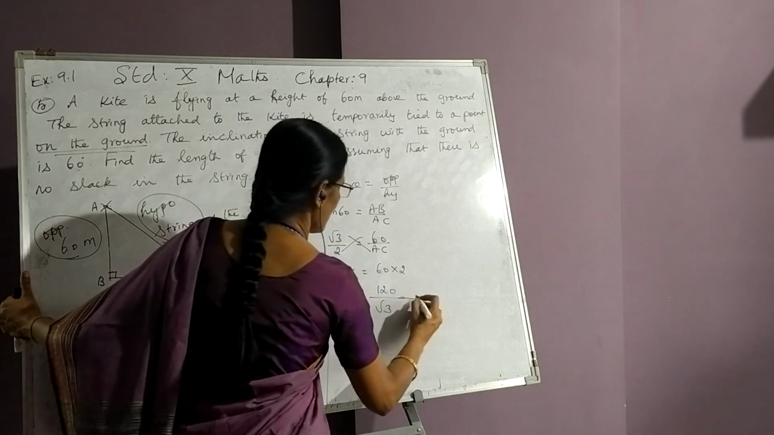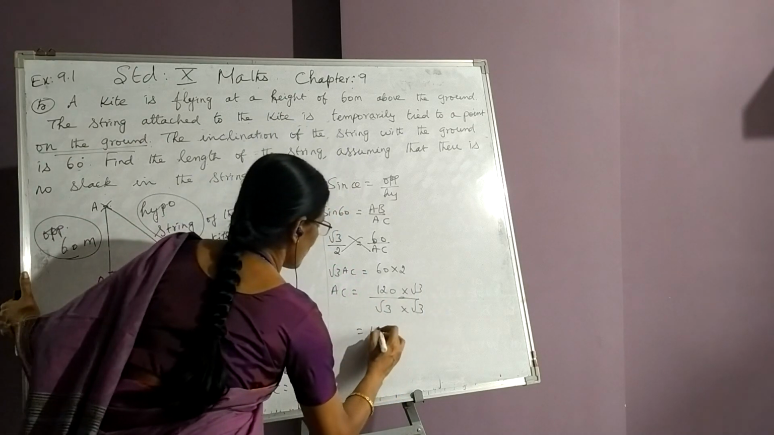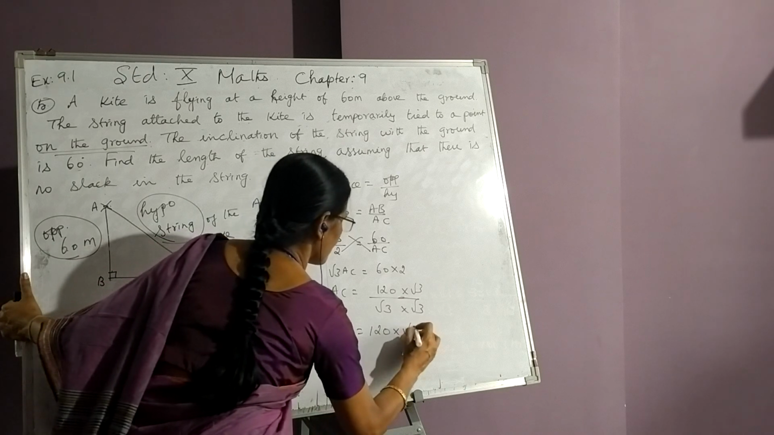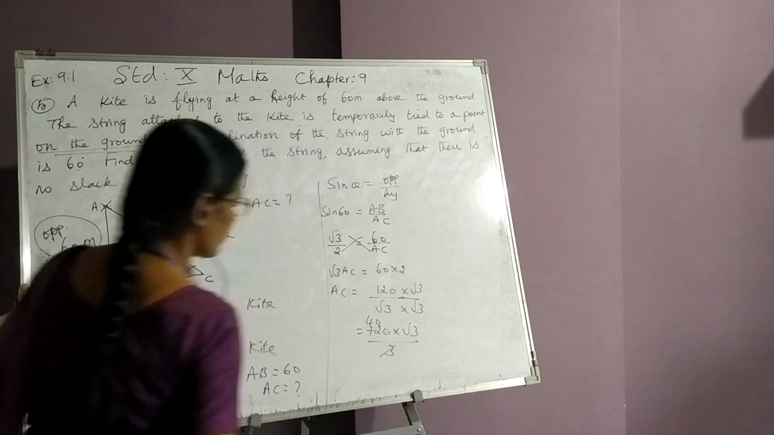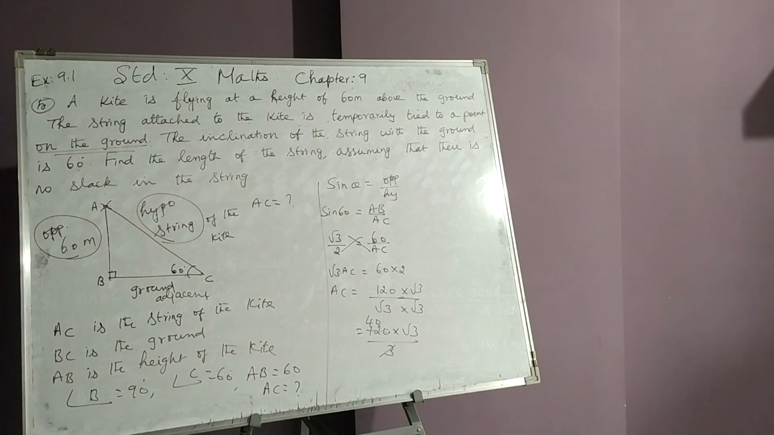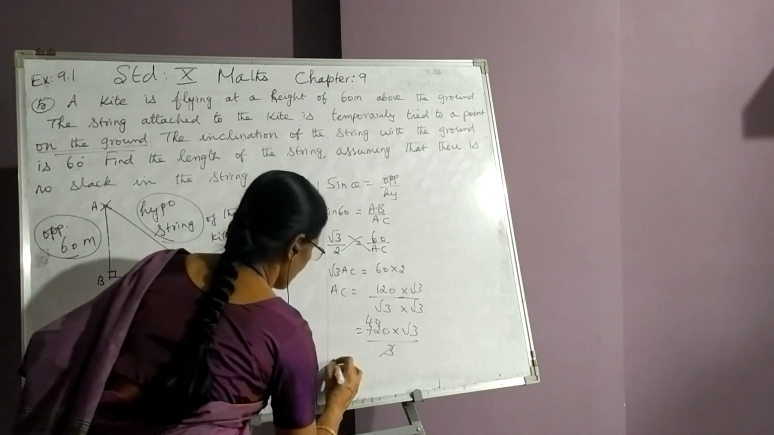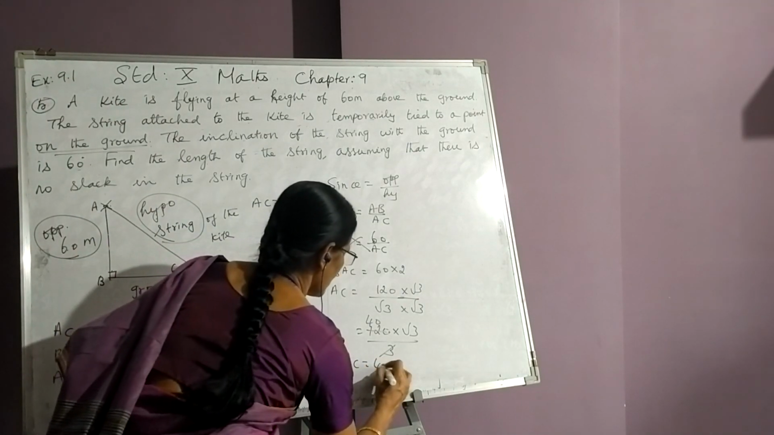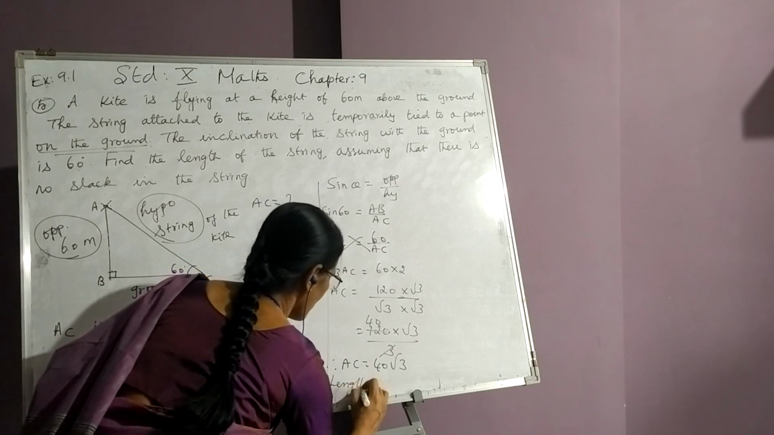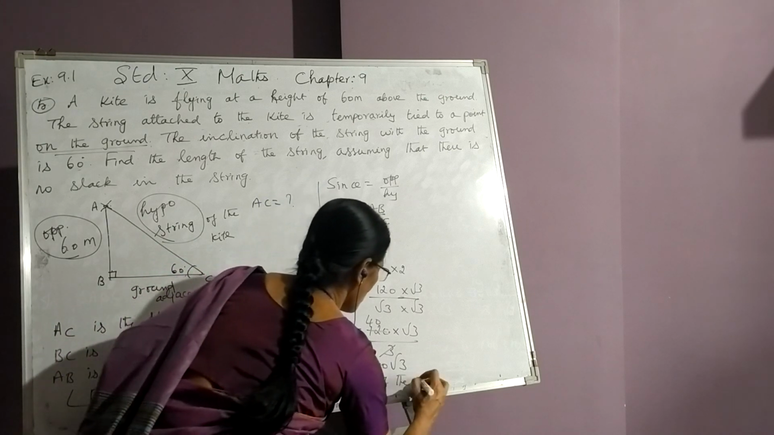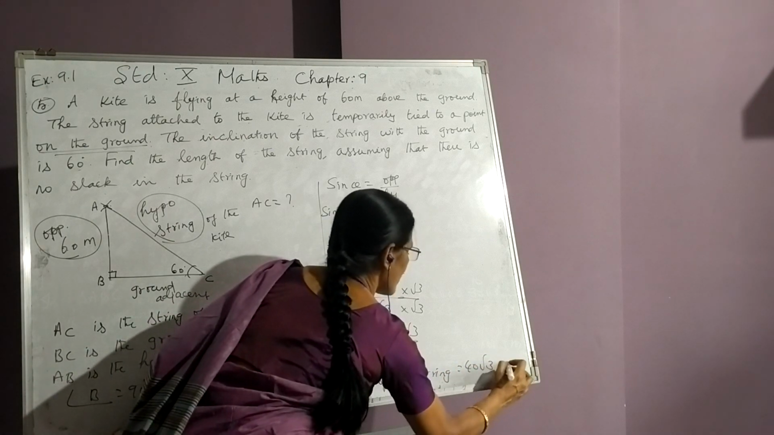For rationalizing, we choose the multiplier √3 above and below, which is 120 √3 divided by 3. 3 gets cancelled with 120, 40 times. Therefore, what is AC? AC equal to 40 √3. AC is 40 √3. What is AC? AC is length of the string. Therefore, length of the string is equal to 40 √3 meters.